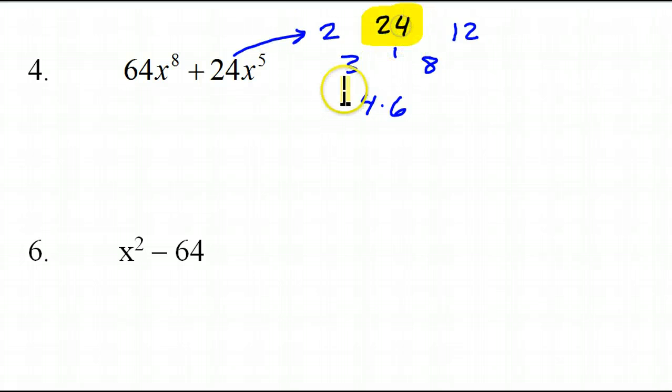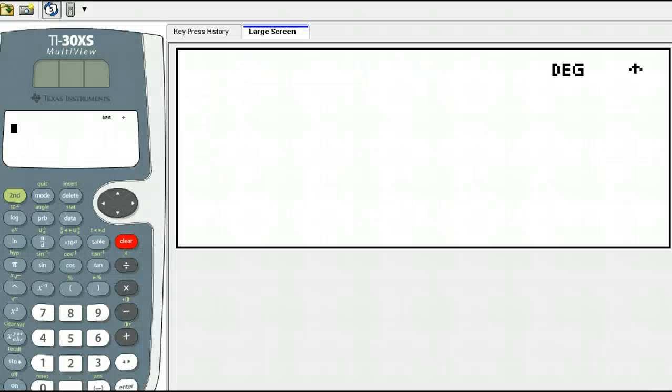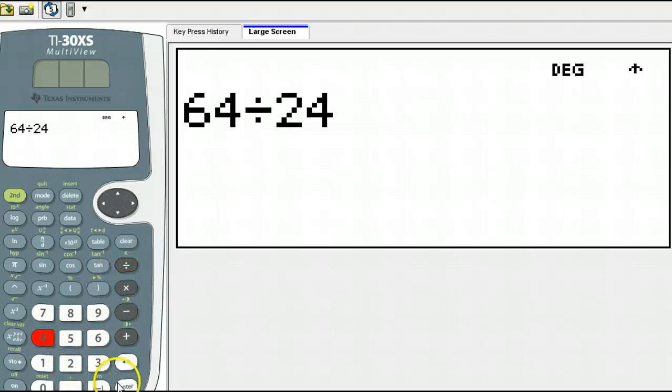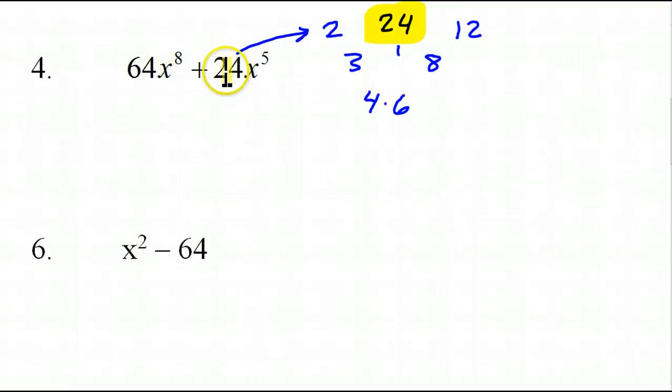Let's start with the 24 itself. Does 24 go evenly into 64? I think not. I know that 2 24s is 48 and 3 24s is 72, so that takes us past 64. But if you didn't know that, you might try to divide it. 64 divided by 24, and you see, nope, it doesn't go in evenly. So 24 is not a common factor.